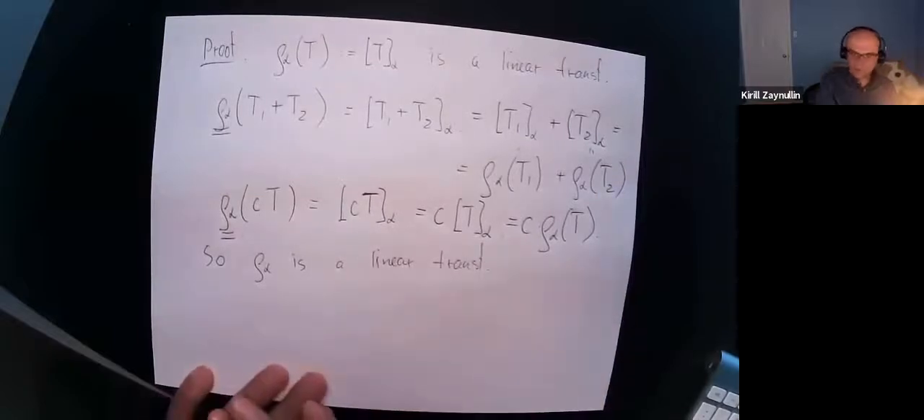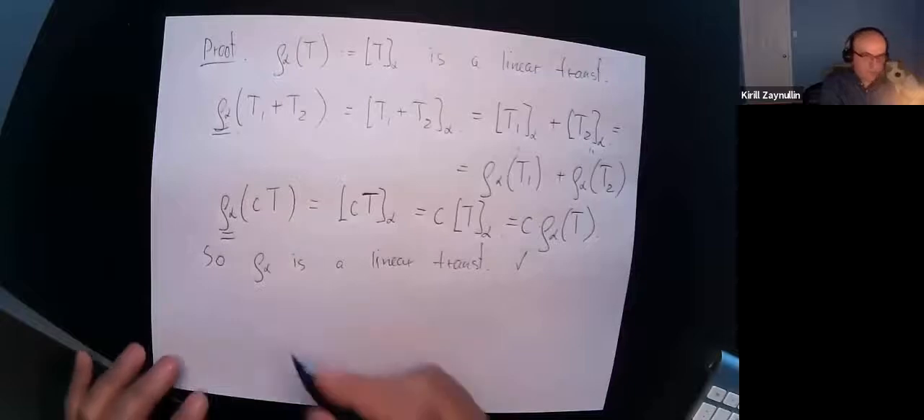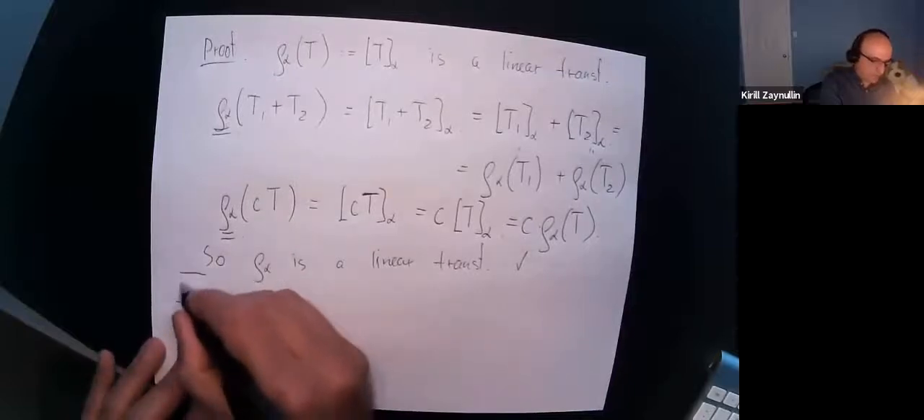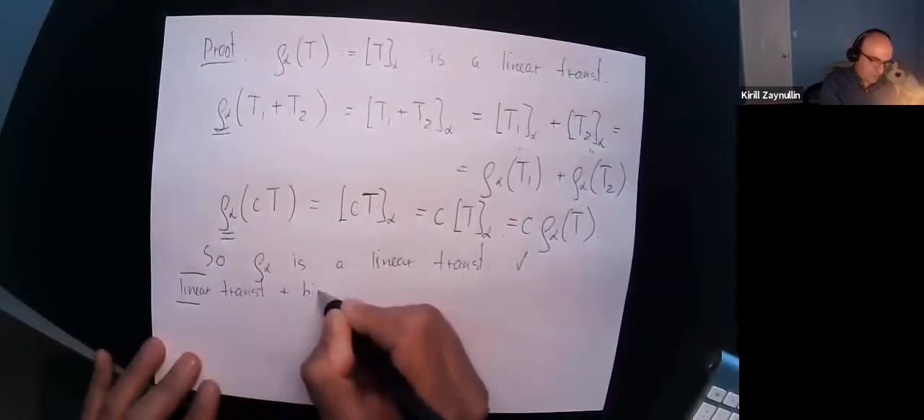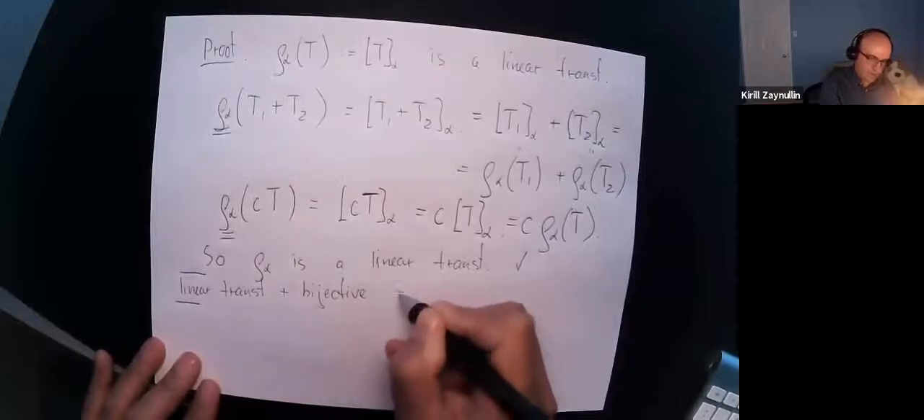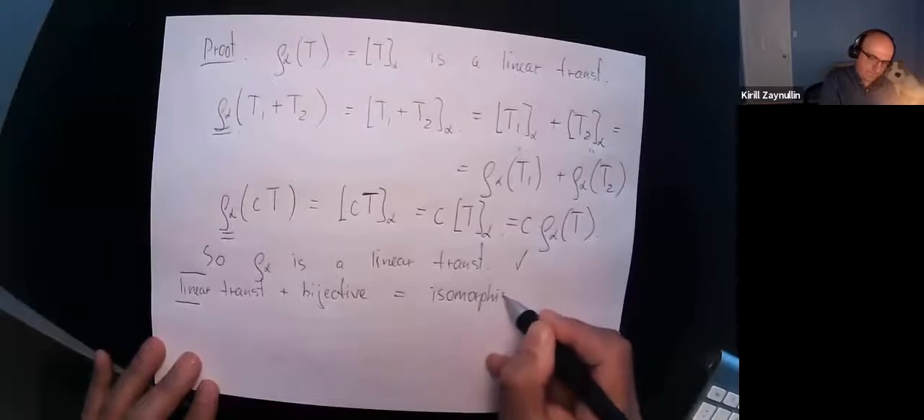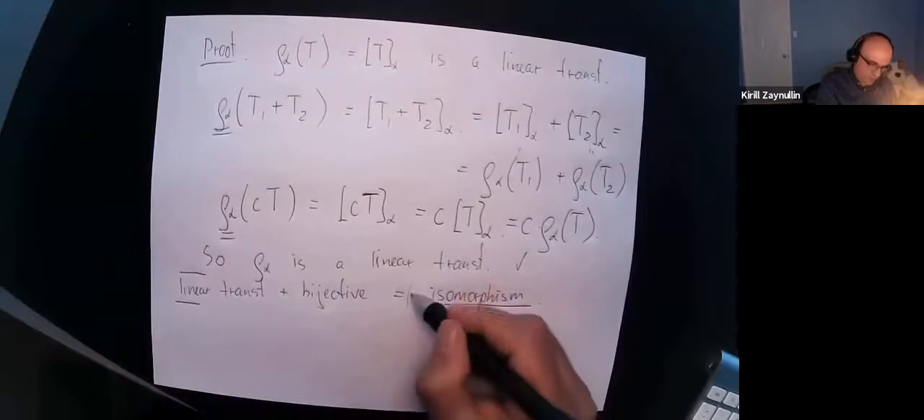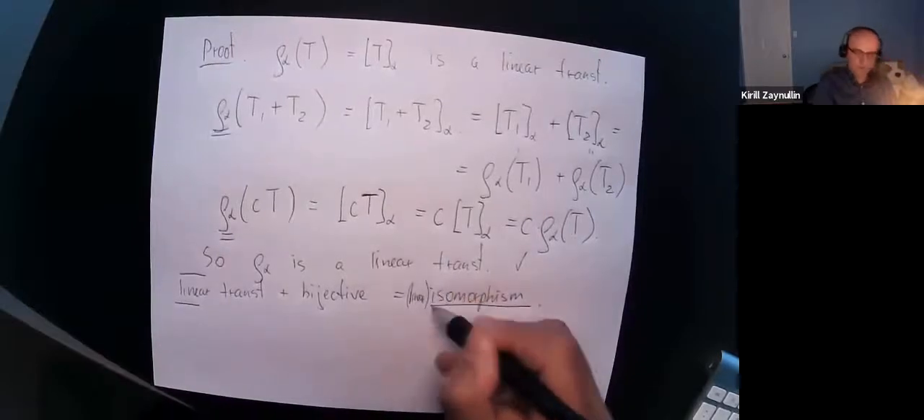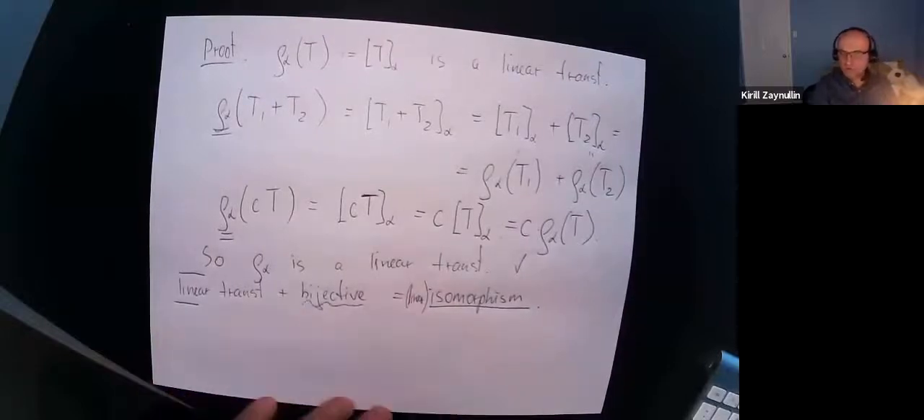This is done. Now the second part of the story is to show that this is bijective. Let me also introduce some notation. A map which is a linear transformation and bijective, sometimes people call an isomorphism, a linear isomorphism. Let me put linear here, linear isomorphism.